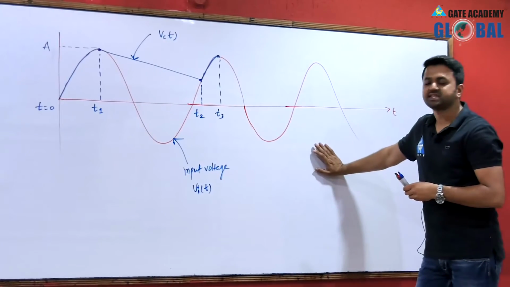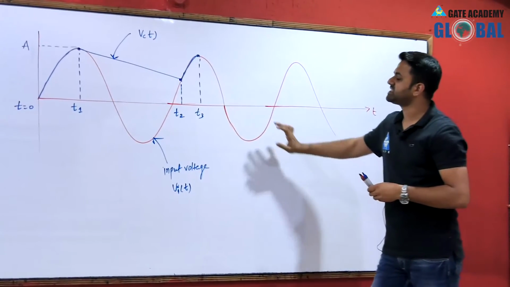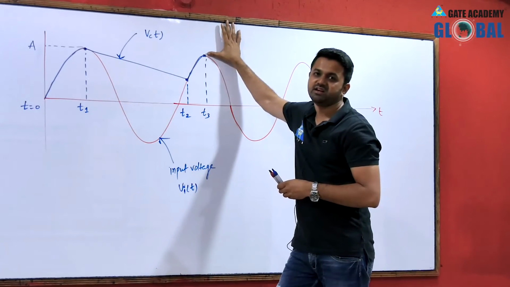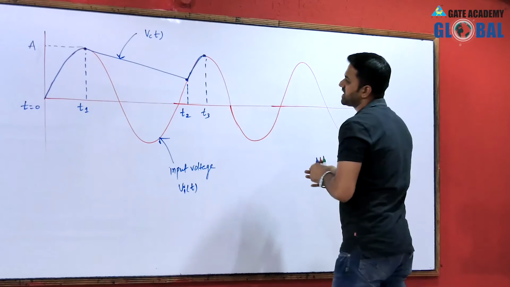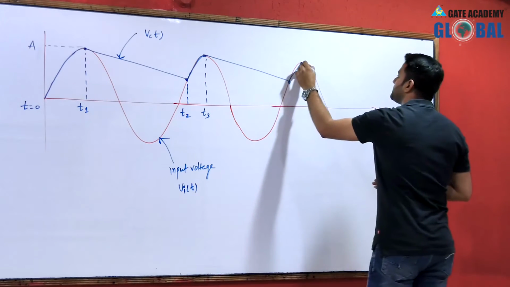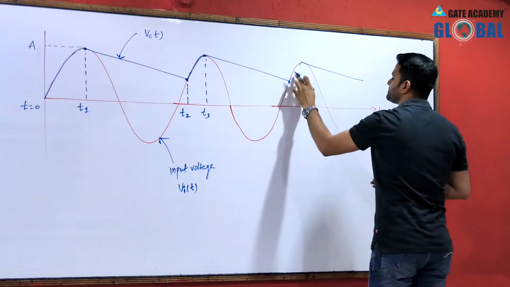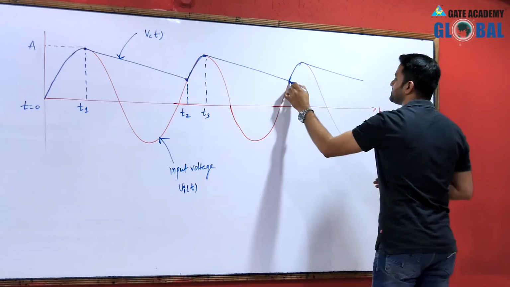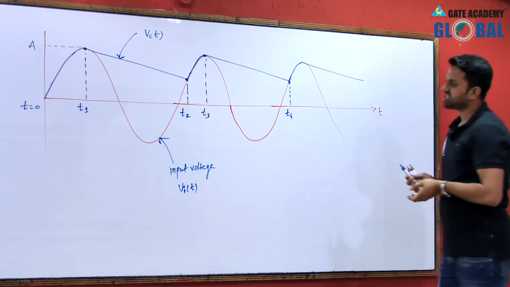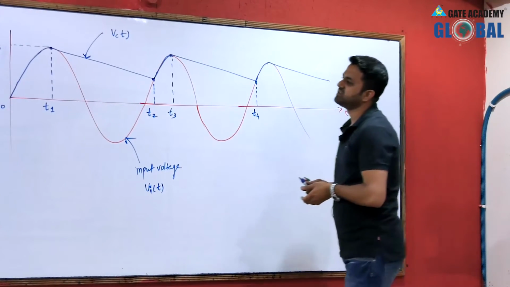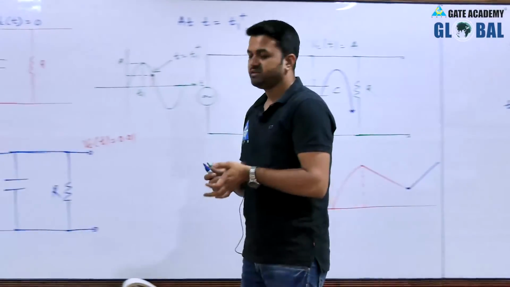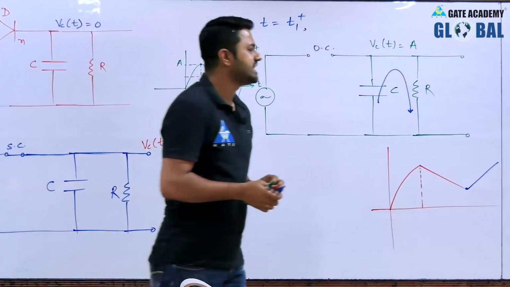After time T3, again both are at the same value, because the input has reached its maximum value. The cycle repeats, the capacitor discharges again, and this process repeats. So this is the way the envelope detector works.